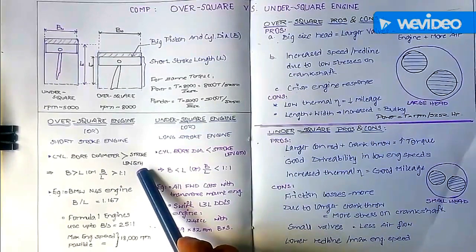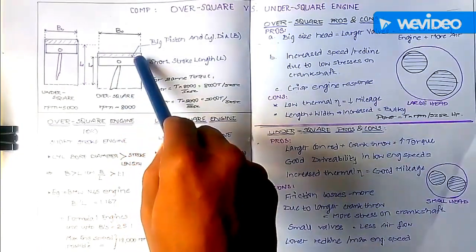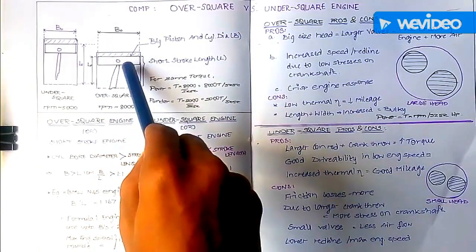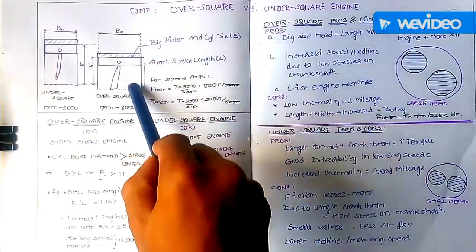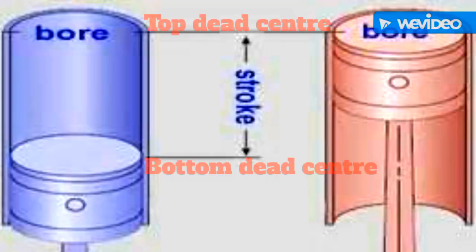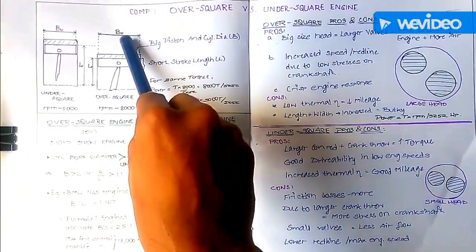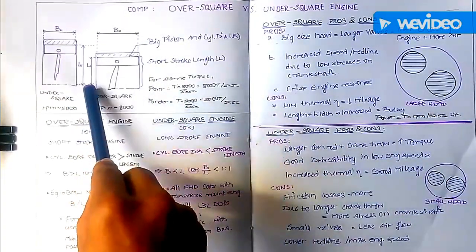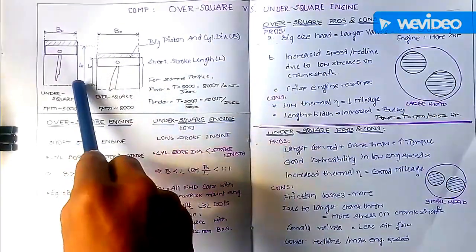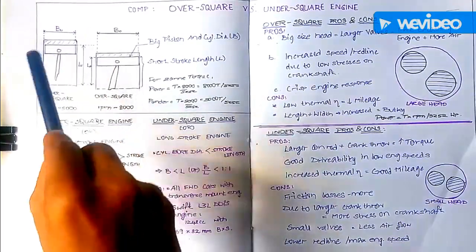Now, what's bore diameter? Bore diameter is the distance inside the cylinder, or the distance between the two ends of a piston, while the stroke length is the distance traveled by the piston in one direction. Over square engines have a longer bore diameter compared to the stroke length for the same piston, while under square engines have a longer stroke, or distance to be traveled by the piston to complete one stroke, compared to the bore diameter or the piston size.